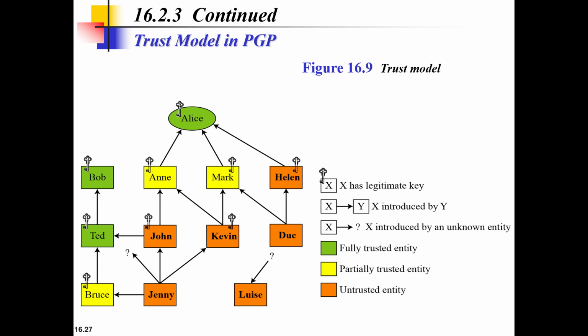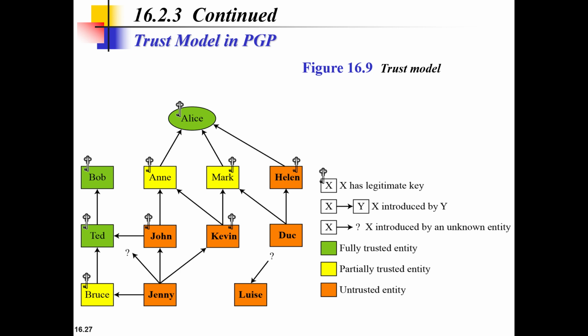Although Ted is fully trusted, he has given Alice a certificate signed by Bob. John has sent Alice two certificates, one signed by Ted and one by Anne. Kevin has also sent two certificates to Alice, one signed by Anne and one by Mark. Each of these certificates gives Kevin half a point of legitimacy. Therefore, Kevin's key is legitimate.